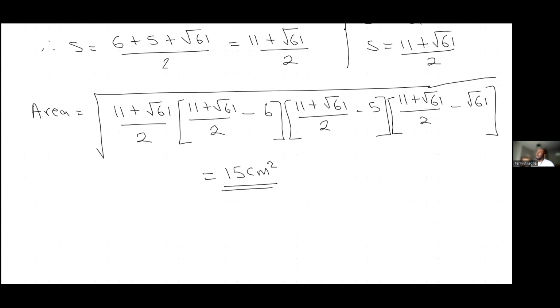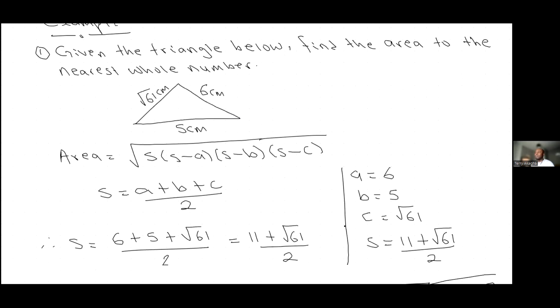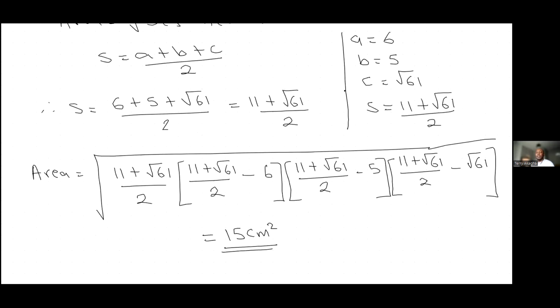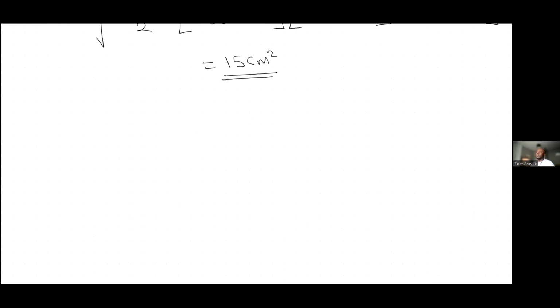Okay, and that is how you get it. So you get the S, and after you get the S, you just put it in the formula: square root of S, S minus A, S minus B, S minus C. All right, so let's go to another question, number 2.